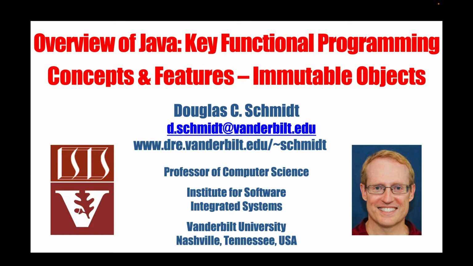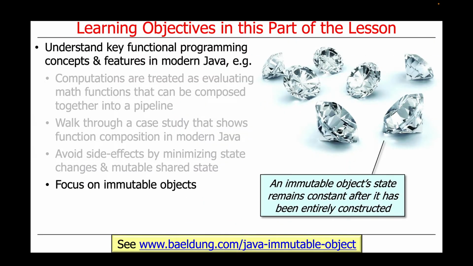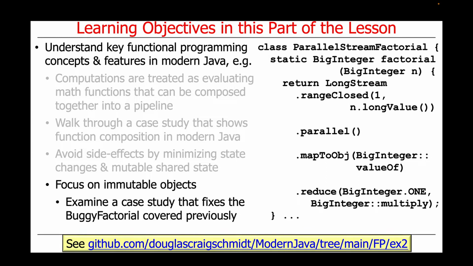We're now going to cover the next topic in our overview of Java's key functional programming concepts and features, which will focus on immutable objects. An immutable object is an object whose state remains constant after it's been entirely constructed. After first covering the key concepts associated with immutable objects in Java, we'll then examine a case study that fixes the problems with the BuggyFactorial example we covered in the previous part of the lesson.